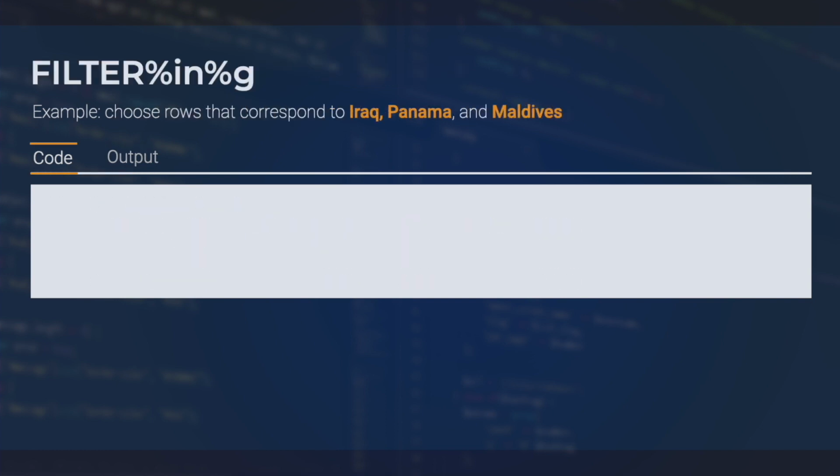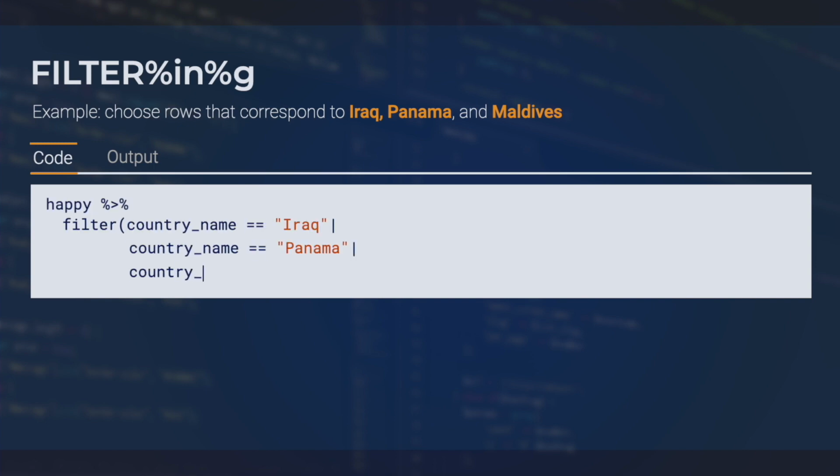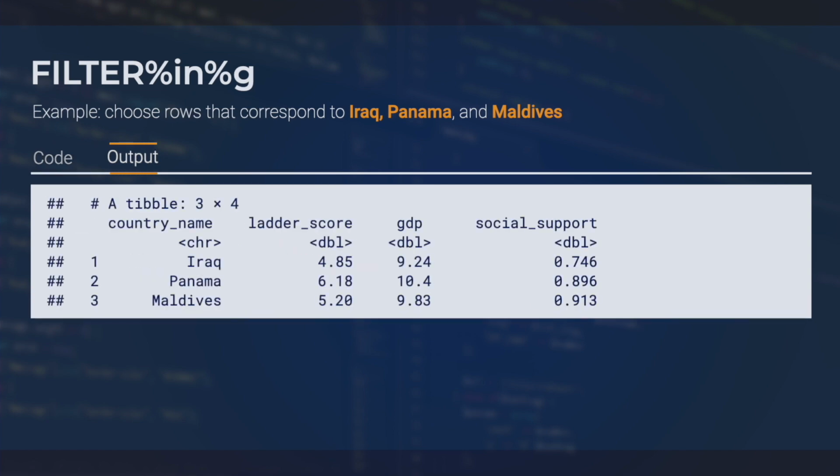The final very useful operator we will take a look at in this video is called the in operator. Let's use a simple example to see how this works. Say we only want to keep the countries Iraq, Panama, and the Maldives. Here's one way to do this. We read this as keep rows if their country name equals Iraq, or equals Panama, or equals Maldives. And we see that we get the correct output.